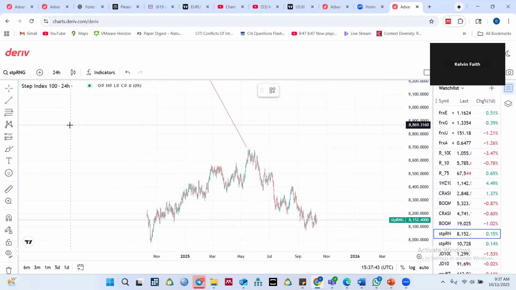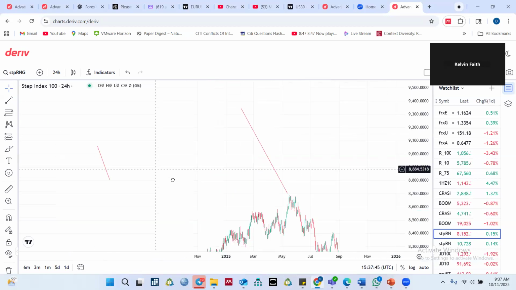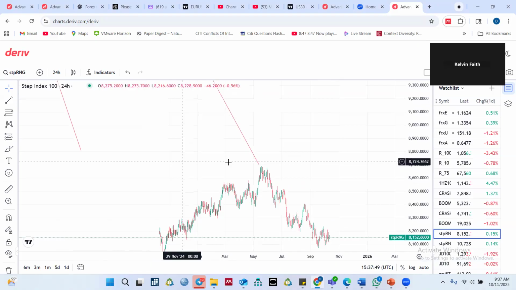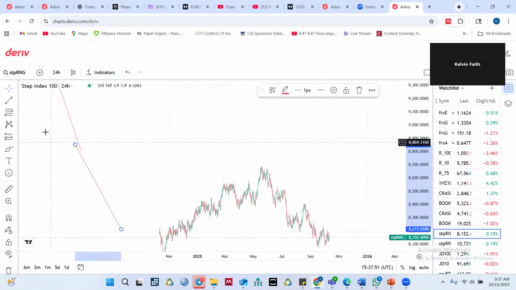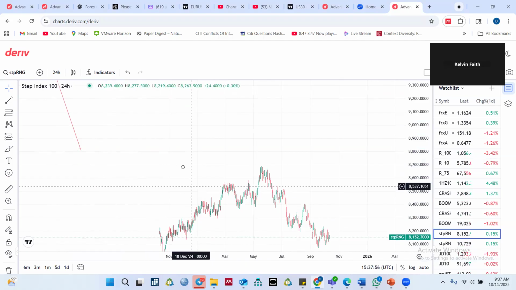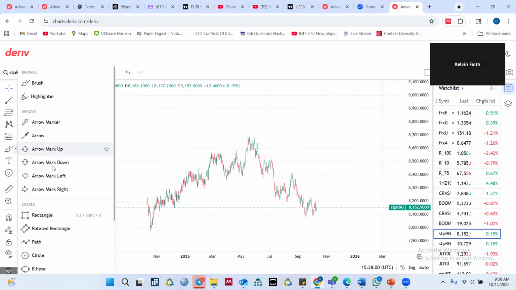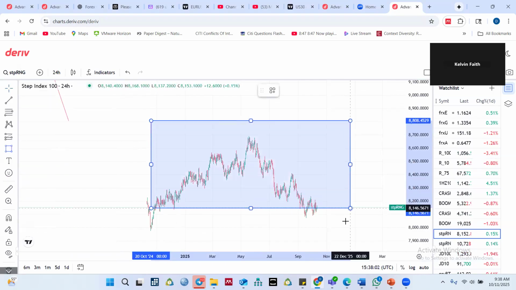So there is already price action from above here coming down. There's price action from above here. So we are on a downtrend. But what do we see within what Deriv is giving us here right now? What do we see here?